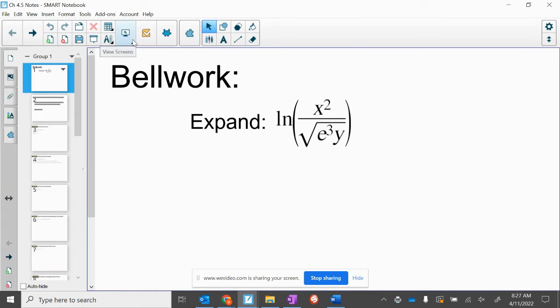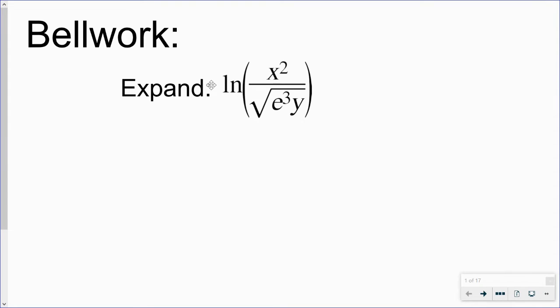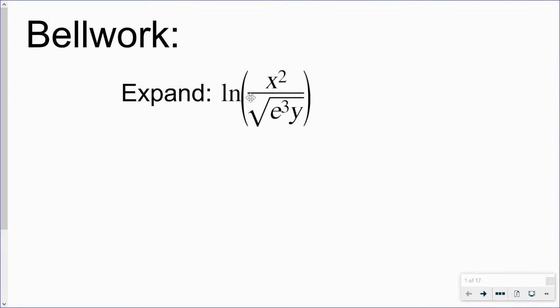We're going to look at part 1 of 4.5 here. So here's some Bellwork that you can pause and go ahead and work through. All right, now that you have paused and tried to work through this, if you haven't, I definitely encourage you to do so. We're going to go ahead and expand this.